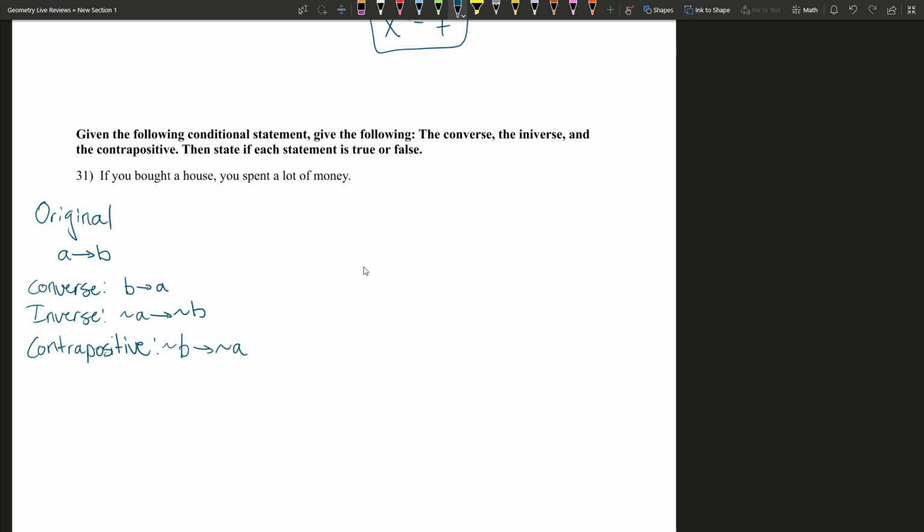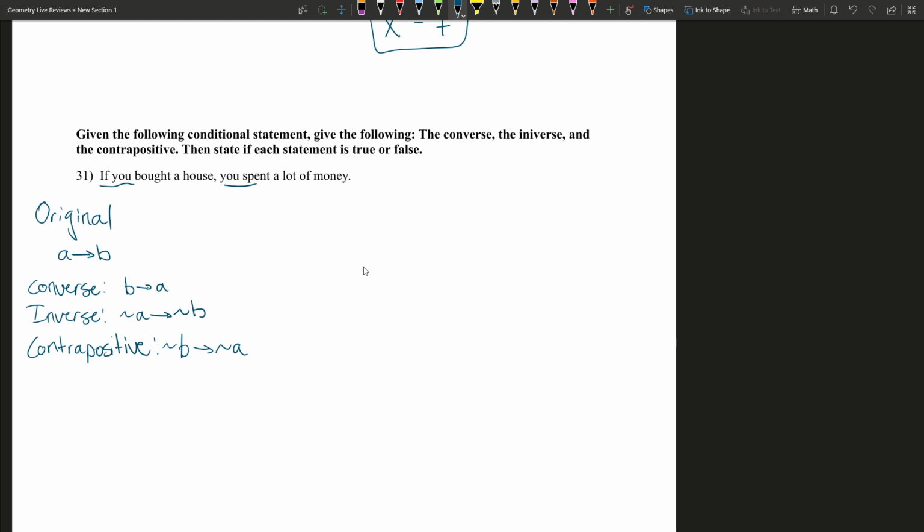All right, 31. Given the following conditional statement, give the converse, the inverse, which is spelled wrong, and the contrapositive. Then state if each statement is true or false. So there are two things you have to do. Find the converse, inverse, and contrapositive, and then state whether or not they are true or false. Okay, so our original statement is if you bought a house, then you spent a lot of money.